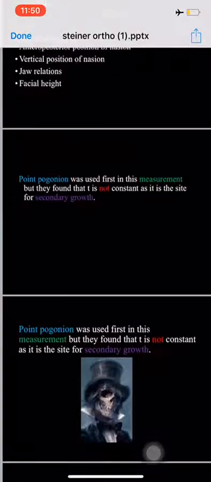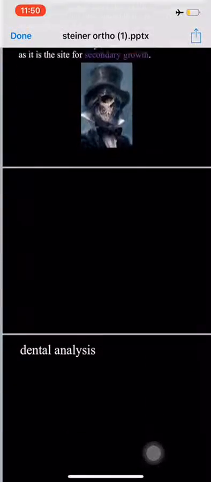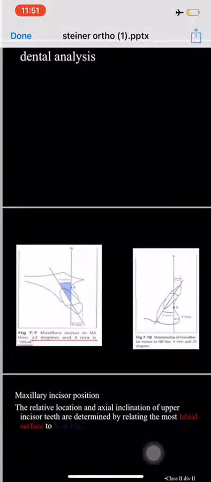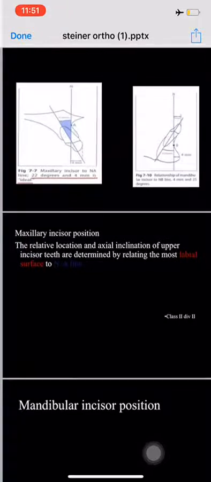Point Pogonion was used first in the measurement, but they found that it is not constant as it is the site for the secondary growth. يعني point البوغونيون اللي احنا يعني بدنا نستخدمها بوغونيون استخدموها بالبداية بالميجرمنت، فإذا هاي البوغونيون بعدين شافوها this is not fixed due to what? Not fixed.